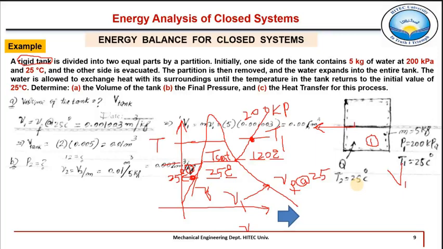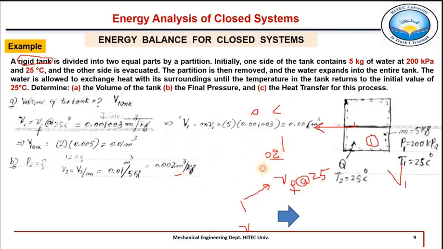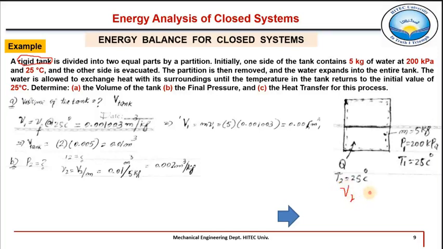Now at state 2, erase it. So at state 2, now we know two things. One is temperature, second is small v2, the specific volume. So now with the help of this T2 and v2, we will try to calculate P2. We need to determine P2 with the help of this T2 and v2.